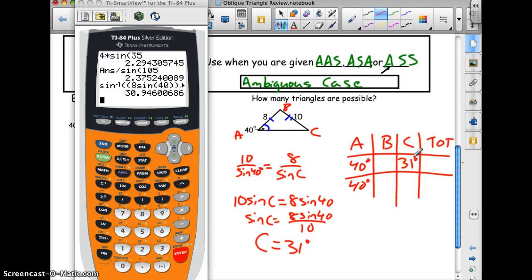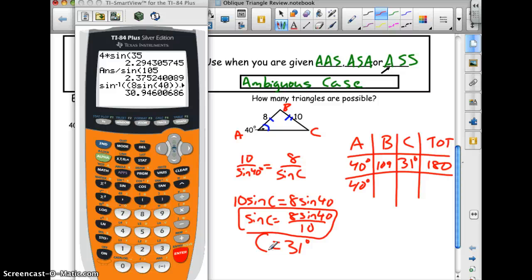Now what I want to verify is there enough left over for me to get an angle B that will add up to 180? And I can, 109. If you add all those together, that gives you 180. So I know there's at least one triangle. The times I'll have 0 triangles is when I do this first part here, right? And it just doesn't work, all right? Because it'll give you something greater than 1.